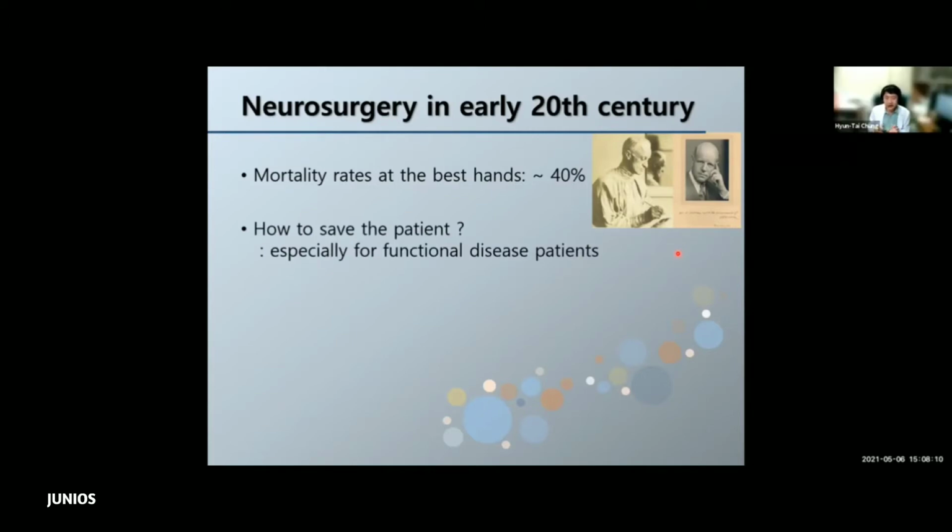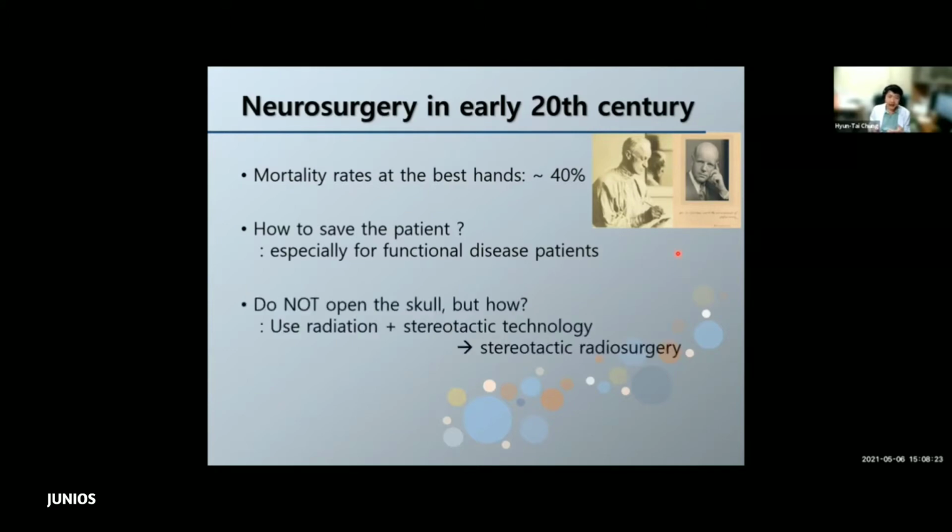Functional neurosurgery disease patients like trigeminal neuralgia and Parkinson's disease wouldn't die even without any treatment. So they wanted to cure those functional patients without opening the skull. But the question was how? They decided to use radiation, but because they did not open the skull, they needed a stereotactic technology to approach their target. When they combined the radiation with stereotactic technology, it became stereotactic radiosurgery.